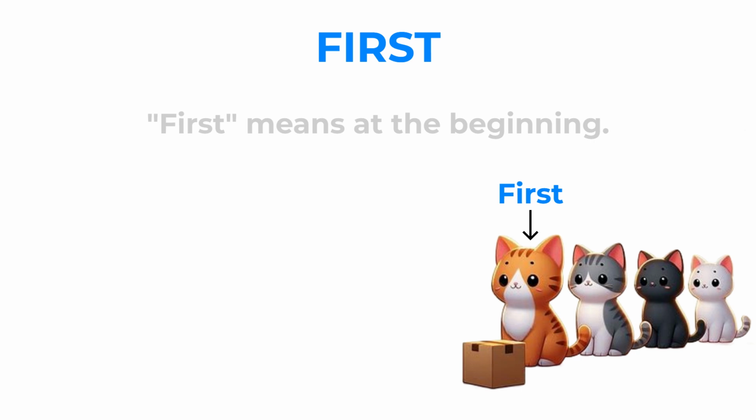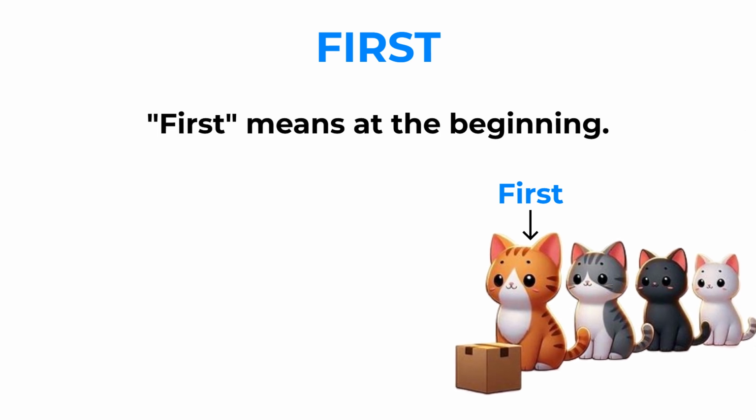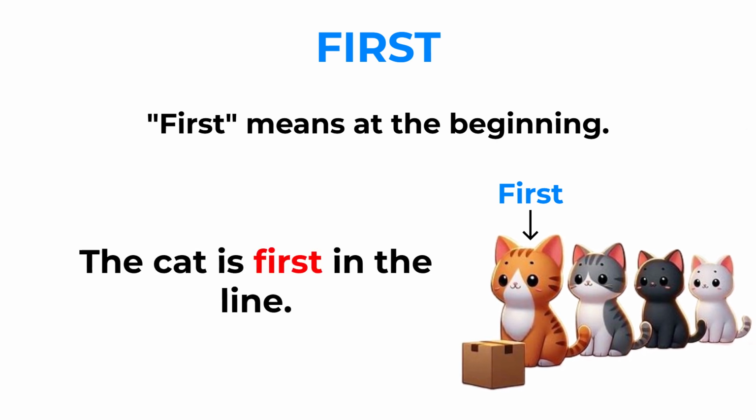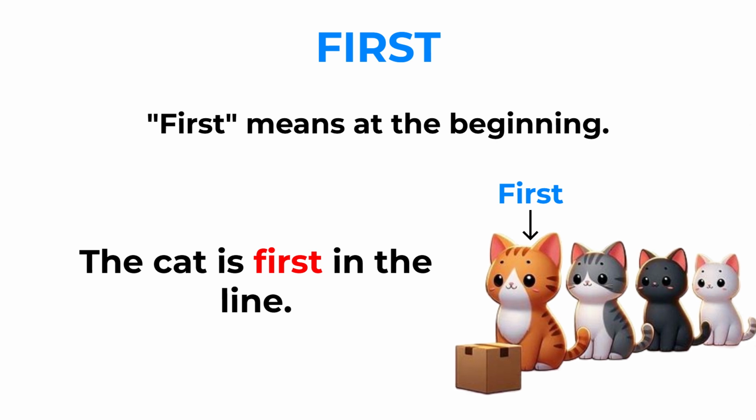First. First means at the beginning. Now we have a line. The cat stands first. Example sentence. The cat is first in the line.